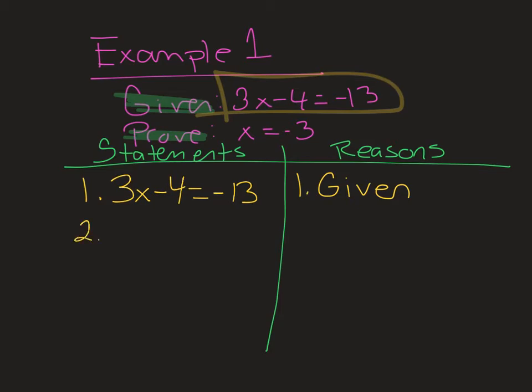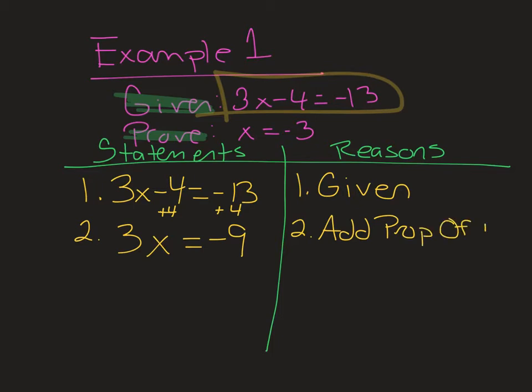So we're reviewing algebraic properties here. If I were solving this equation, the first thing I would do is add 4 to both sides of this equation. So my second statement is going to be what I have once I do that. So negative 13 plus 4 is negative 9. Well, what did I do to get that? I added 4 to both sides. So this is our addition property of equality. Notice I'm abbreviating some of these words. That is totally okay.